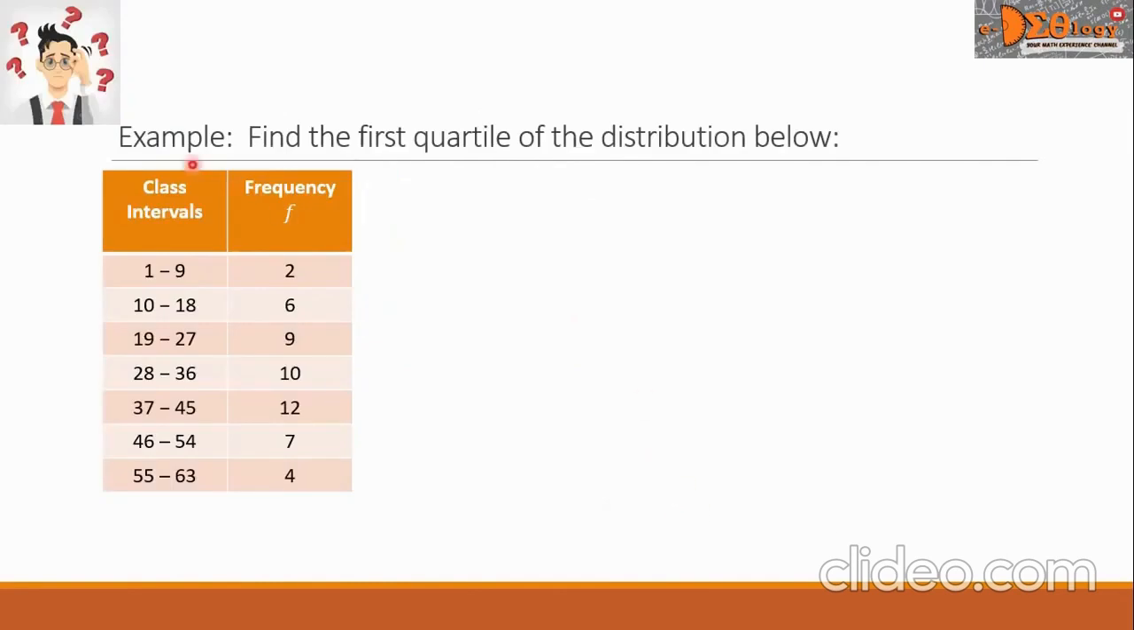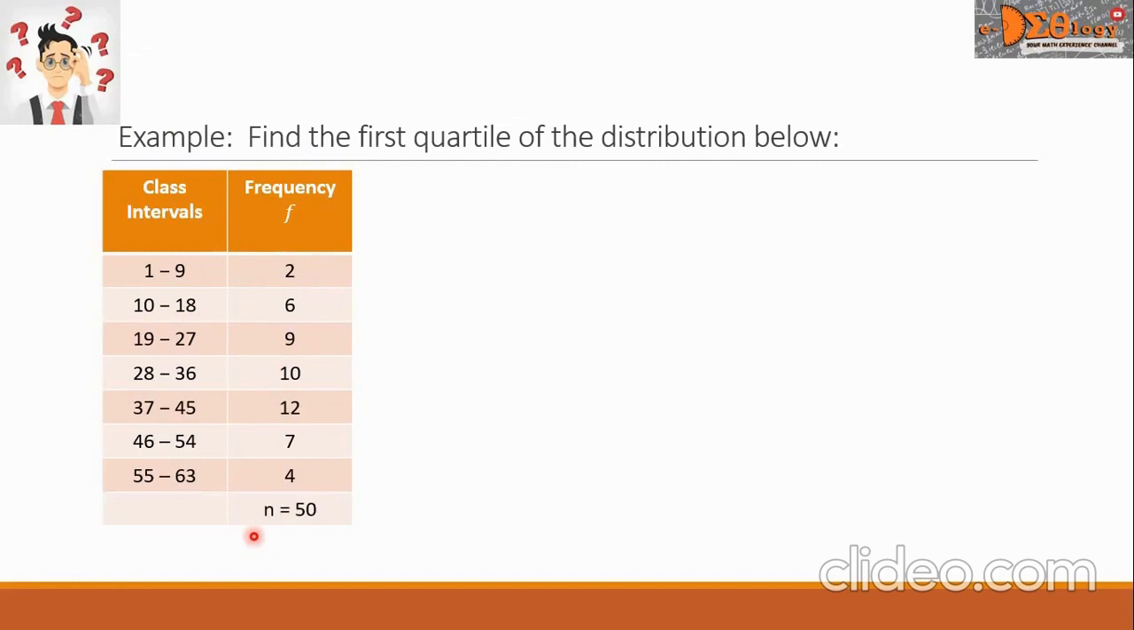Let us see this example. Find the first quartile of the distribution below. We have 1, 2, 3, 4, 5, 6, 7 classes. And this is the column for the frequency. There's a frequency of 2 for the first class, 1 to 9. A frequency of 6 for the class interval from 10 to 18. And frequency of 9, 10, 12, 7, and 4 respectively.